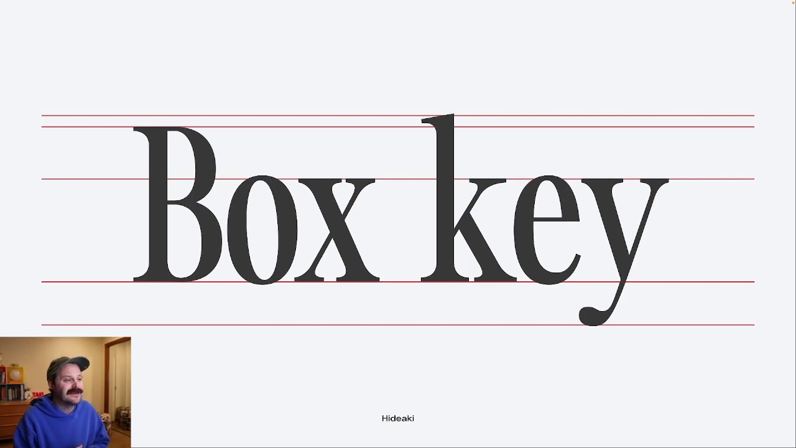So this right here, box key, is a good phrase to explain guidelines in type. You can see that we have 5 guides going behind this phrase. And by the way, if you're wondering, this typeface is called Hidaki. It's available on That Creative. It's a good typeface to explain type design because it has all the parts and pieces we need. Onward. So let's talk about the guides.